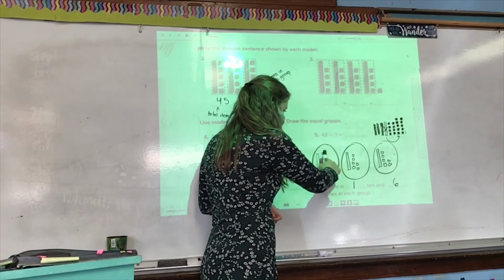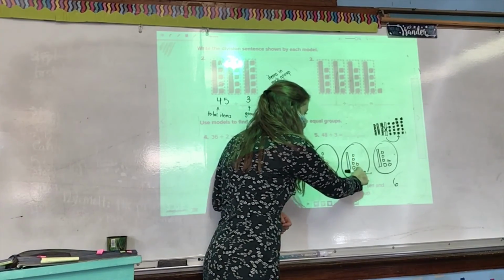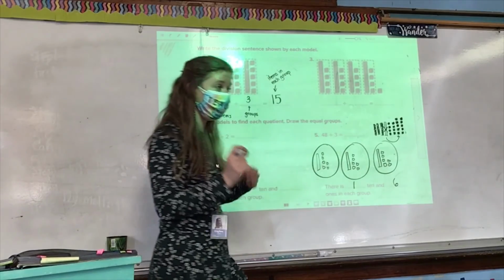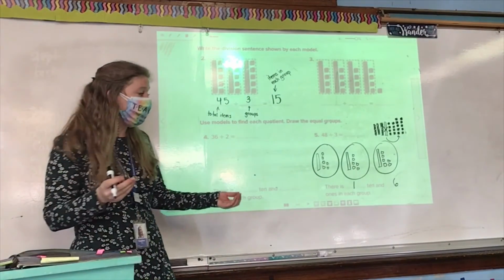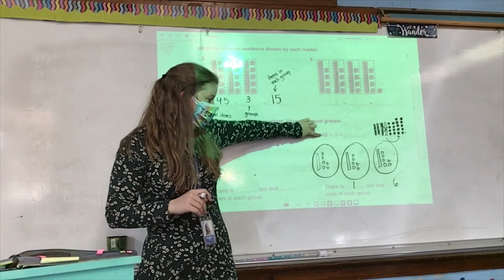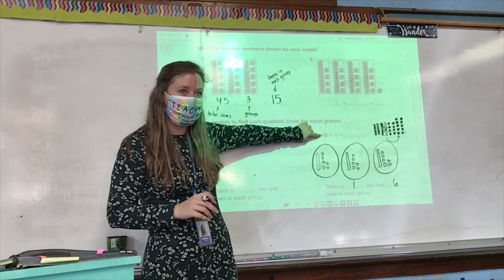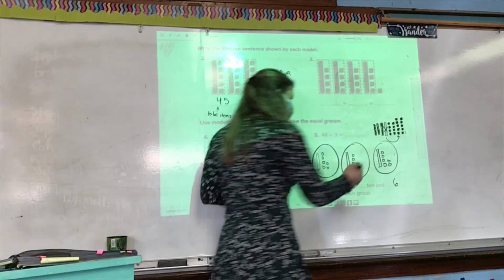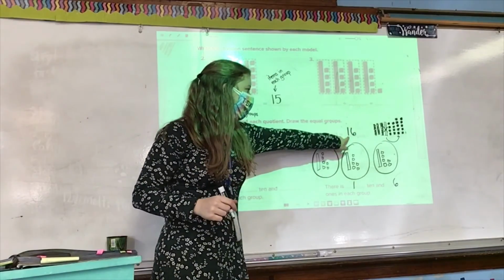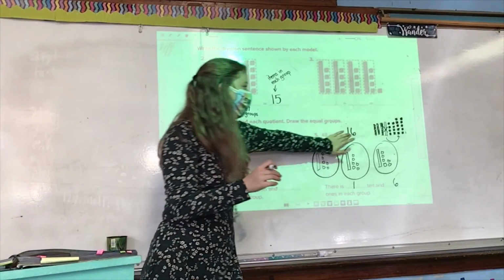We have 1, 2, 3, 4, 5, 6 in the first group. 1, 2, 3, 4, 5, 6 in the second group. 1, 2, 3, 4, 5, 6 in the third group. So we have an equal amount of tens and an equal amount of ones in each group. Which means if there's 1 ten and 6 ones in each group, Cullen, 48 divided by 3 is 16. One ten, 6 ones. We know 1 ten and 6 ones together is 16.